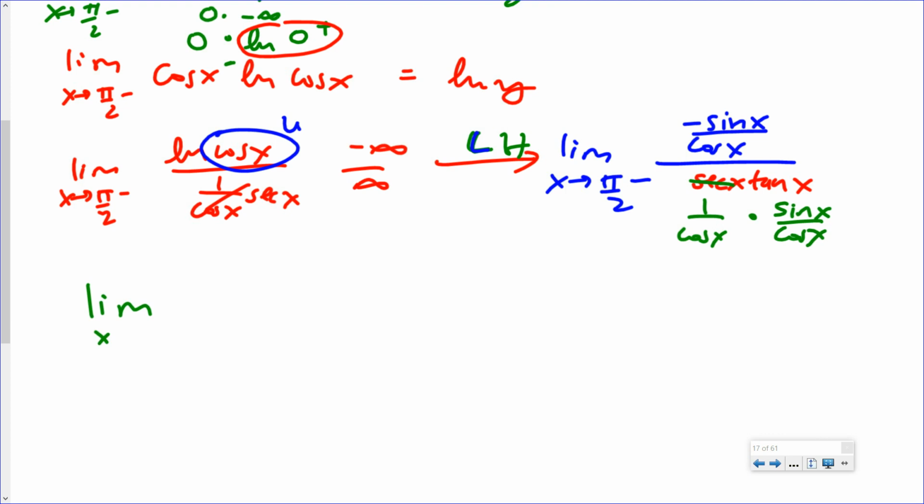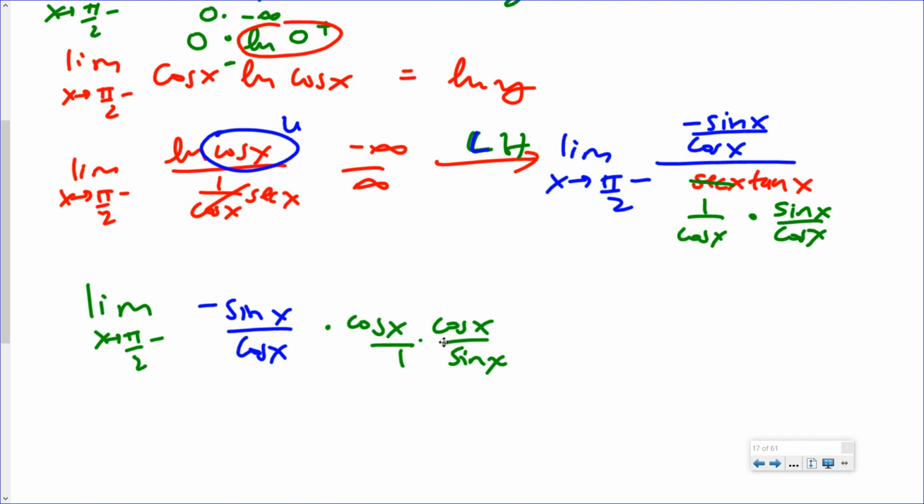Okay, let me copy the limit. I'm going to flip the second and multiply. All right. So I have negative sine x over cosine x. Flip the second. So that's going to be times cosine x over 1 over sine x. Right? Dividing fractions easy as pi. Flip the second and multiply. Okay, so what do you get when you flip the second and multiply? Sine x's cancel out. What else cancels out? Cosine x's cancel out. So what I get is the limit as x goes to pi over 2 from the left of negative cosine x.